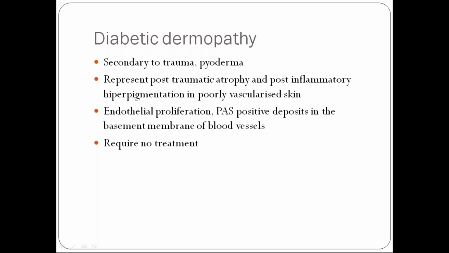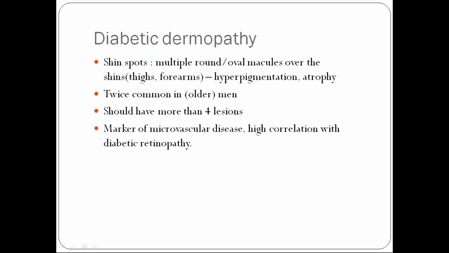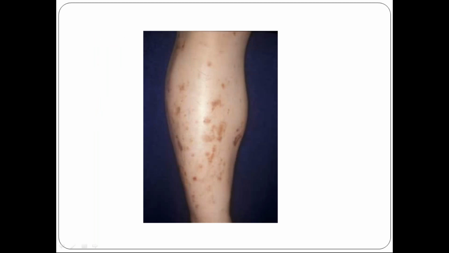This can also be secondary to any trauma or any pyodermas, that is infections. It represents post-traumatic atrophy and post-inflammatory hyperpigmentation in poorly vascular skin, and endothelial proliferation and PAS positive deposits in the basement membrane of the blood vessels are also seen in histopathology. This doesn't require any treatment because all you see are the pigmented lesions over the shins. See, this is a typical picture. As you can see, this is the shin of the patient, and here you'll see hyperpigmented macules which are present all over the shins.